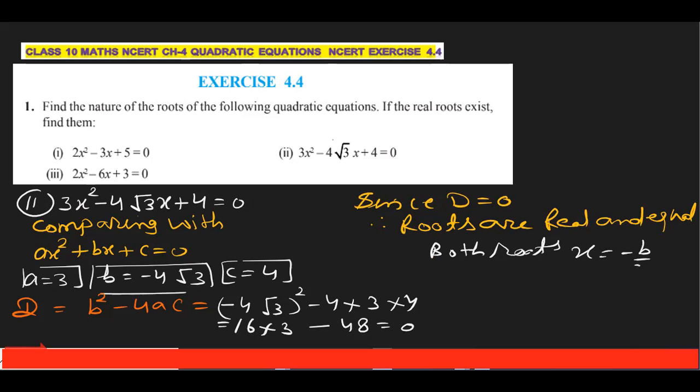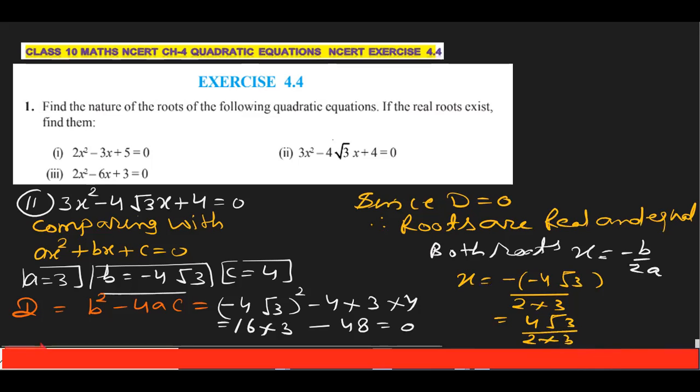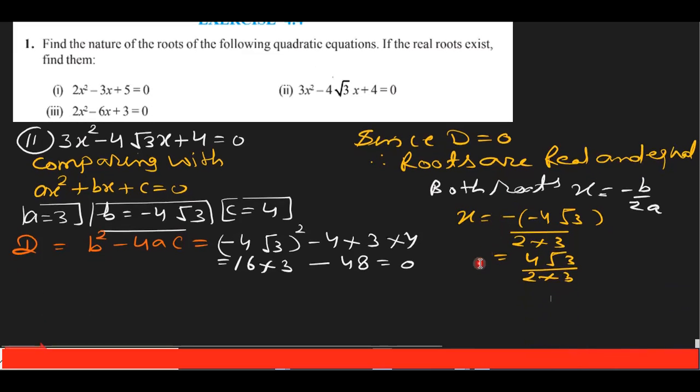x is minus b upon 2a. दोनों ही रूट इक्वल होते हैं और वो होते हैं माइनस b अपॉन 2a के. So we can write here, therefore, minus 4 root 3 upon 2 into 3. So now you can calculate 4 root 3 upon into 2 by 3. You can further calculate it.